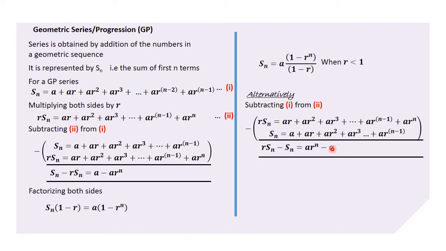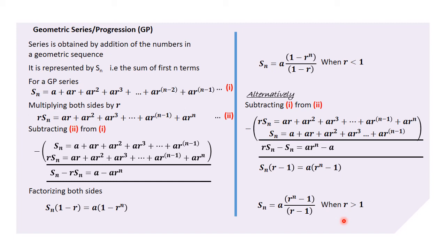And so having them like this, we're going to factorize whatever is possible after and before the equal sign. So before the equal sign, the common thing is Sn. We factorize it out as it is seen here, and after the equal sign, we're going to factorize out a, which is appearing like this. Now, dividing both sides by r minus 1, we're going to get this formula, which is used whenever the value of r is greater than 1.